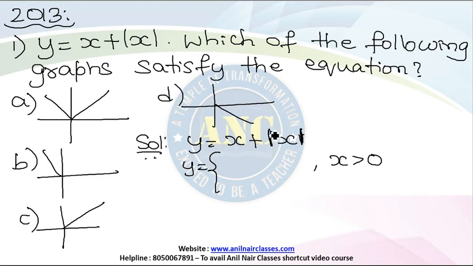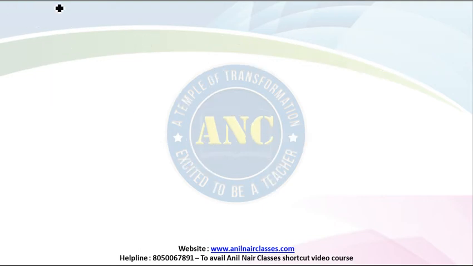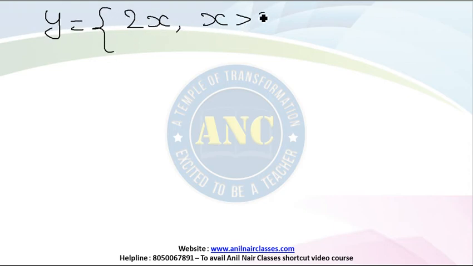So y value will be x plus x. It is nothing but 2x. Similarly, when x value is less than or equal to 0, mod x value will be minus x. So we already know the definition of mod x. Mod x value will be minus x when x is less than or equal to 0. That means x minus x will be 0. That means what they are asking you is y value is equal to 2x when x is greater than 0, it is 0 when x is less than or equal to 0. Represent this in graph and tick mark which is the correct option is what they are asking.